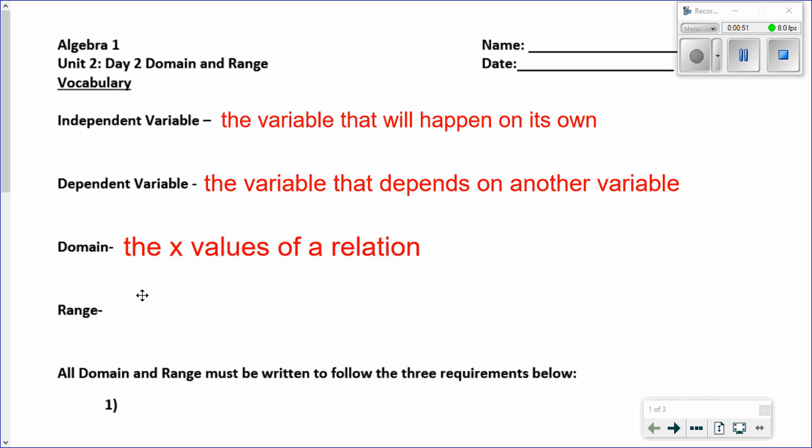Domain is the x values of a relation. So when we talk about relations and all the ordered pairs and stuff like that, the x values make up the domain. The range are the y values of that relation.